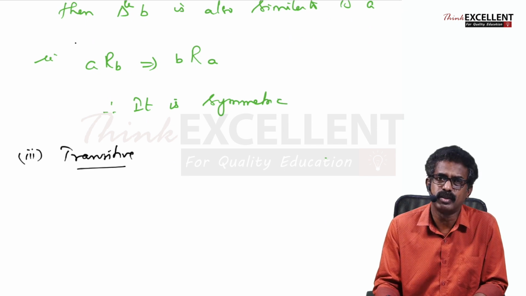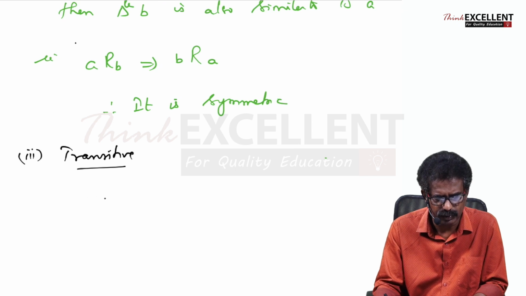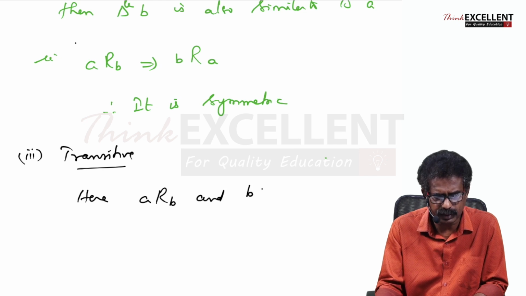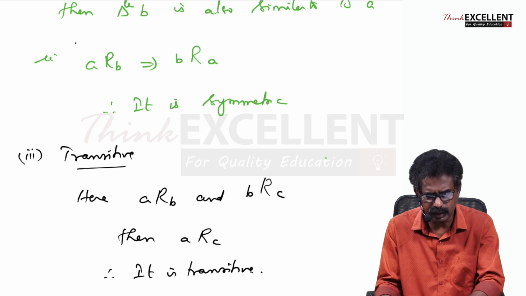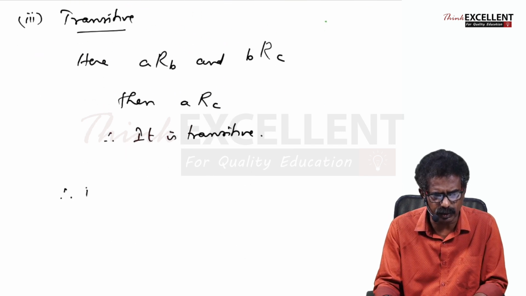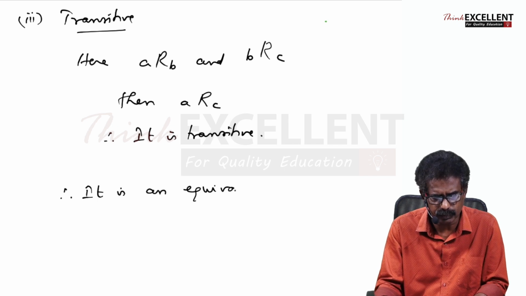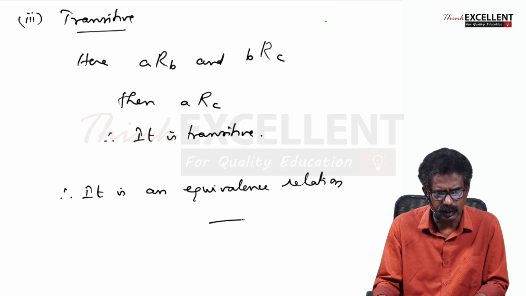So like this, words also you can write, or I am going to write directly. So here A is similar to B and B is similar to C. Then definitely you can say A is similar to C. So therefore it is transitive. So all the three properties are satisfied, therefore you can say it is an equivalence relation.